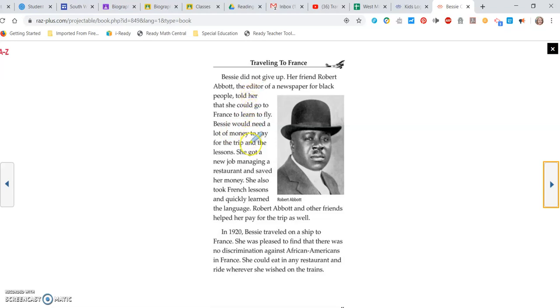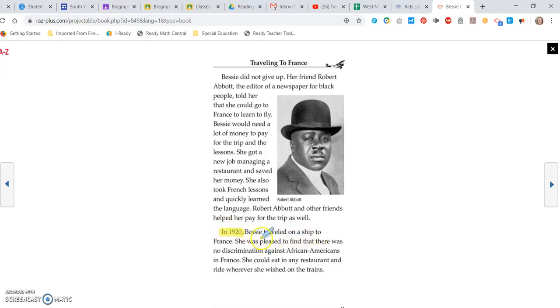One of her friends told her that somebody over in France would teach her to fly. So she had to actually save up a lot of money, which she got from working in a restaurant. And then she was able to go over to France to take flying lessons. In 1920, there's a year as a transitional phrase, Bessie traveled on a ship to France.